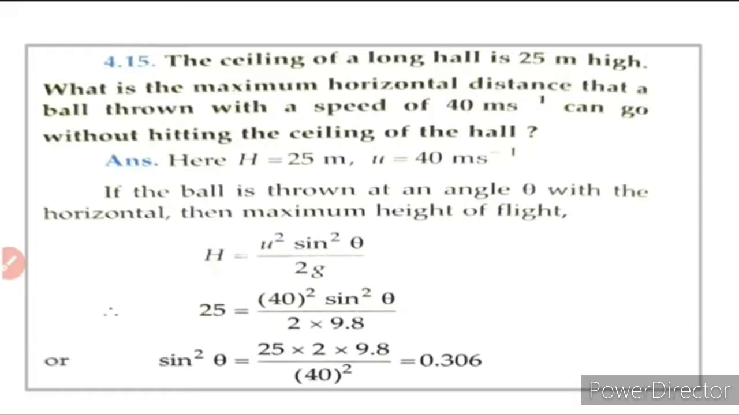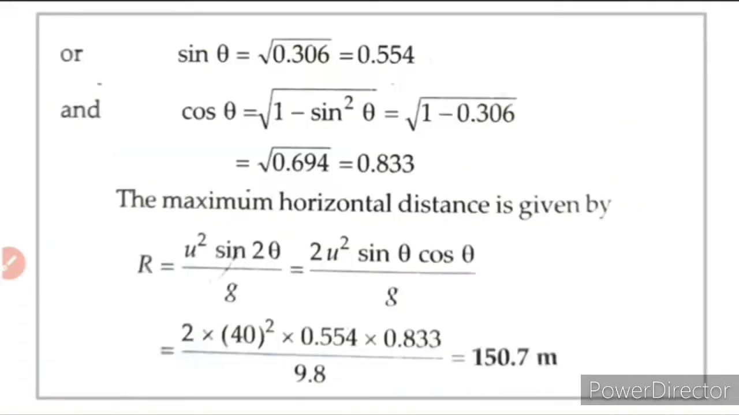So h is equal to u square sine square theta by 2g. Here u means v0. So our equation is v0 square sine square theta by 2g. v0 is 40, so 40 square sine square theta by 2 into 9.8. By rearranging the equation, we will get sine square theta to be 0.306. From that, you will get sine theta.